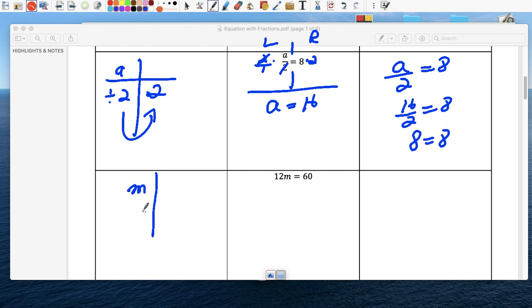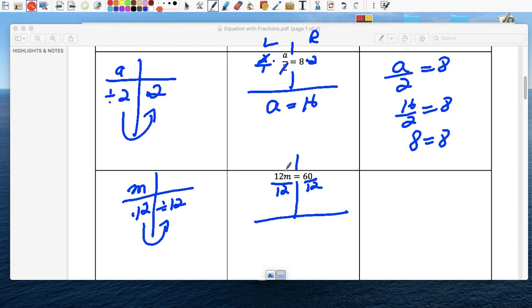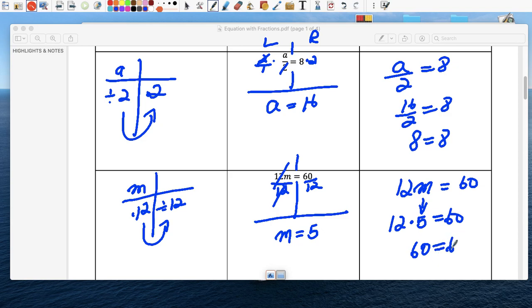My variable is m, which is currently being multiplied by 12. The inverse operation I'm going to do here is divide by 12. So on the left side, I'm going to divide that by 12. I'm going to use the fraction. And then 60, I'm also going to divide by 12. So 12 divided by 12 is 1, right? And 1 times m is just m. So m is all by itself. And 60 divided by 12 is 5. So if we check, I'm going to replace the m with 5. So 12 times 5 is really 60. And that proves that our solution is correct.